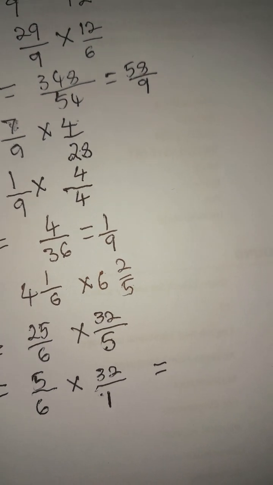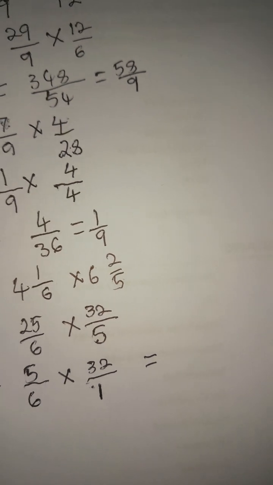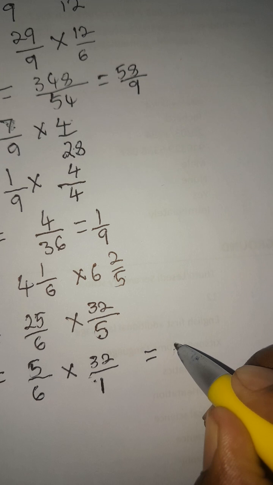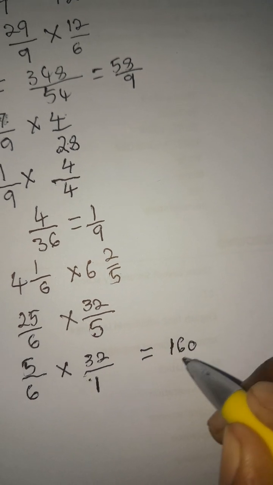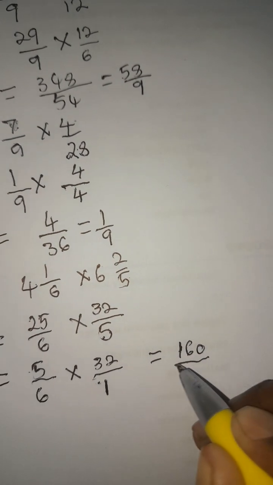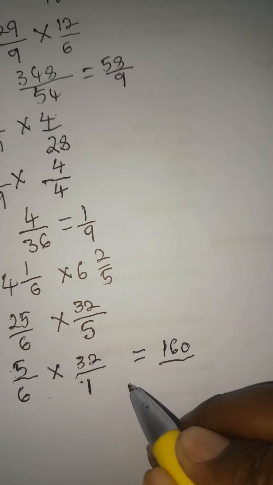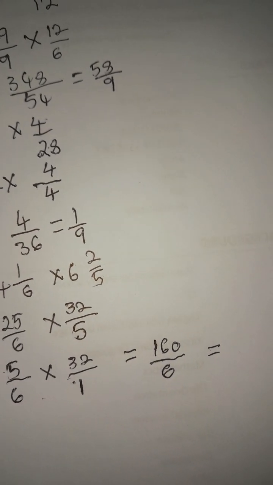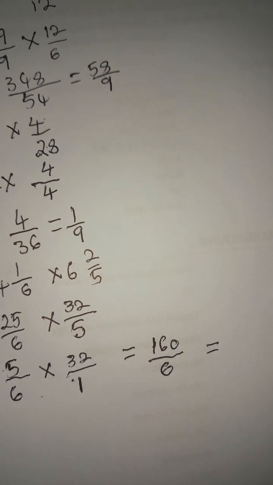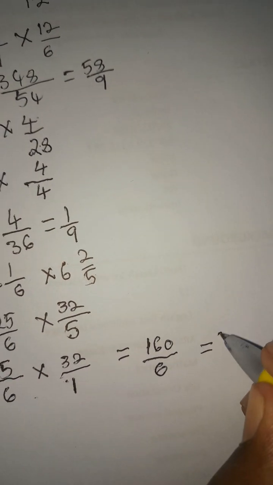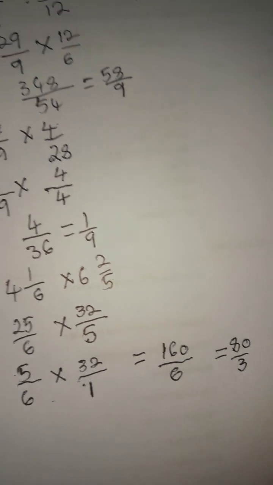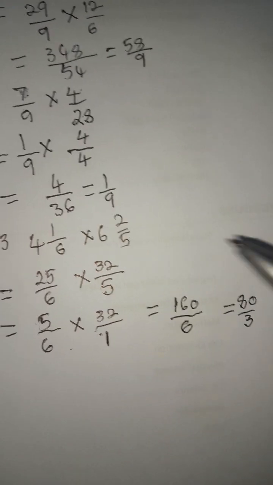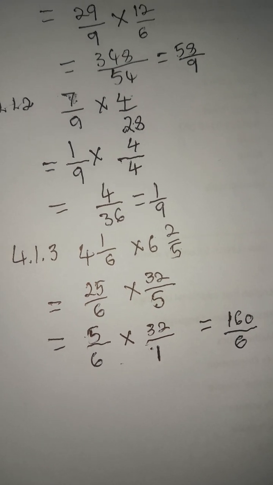We are going to say 5 times 32. What is 5 times 32? That will be 160. And 6 times 1, that will be 6. So let's say 160 divided by 6, that will be 80 all over 3. So even if you use other methods, as long as it leads you to this correct answer, then you are fine.